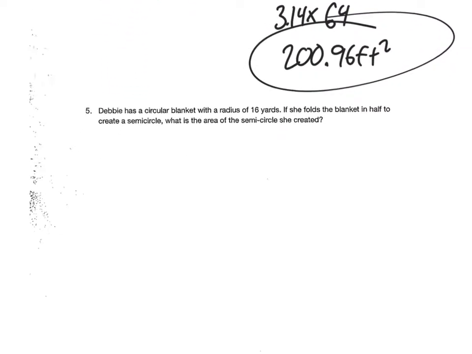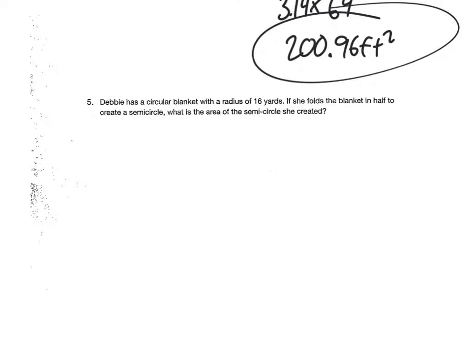Number 5, Debbie has a circular blanket with a radius of 16 yards, very large blanket. If she folds the blanket in half, so we're doing half, to create a semicircle, what is the area of the semicircle she created? So again, I'm going to draw a circle. Here's my circle. We know that this blanket has a radius of 16 feet, so halfway across, and we know that she's going to cut the circle in half. She only wants the area of half of this circle when we're finished.